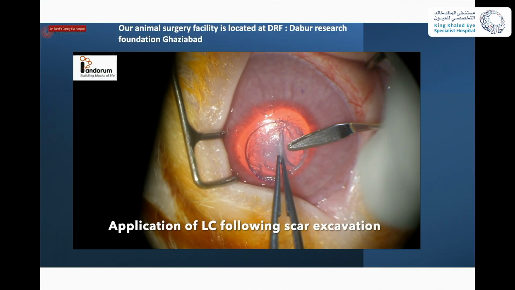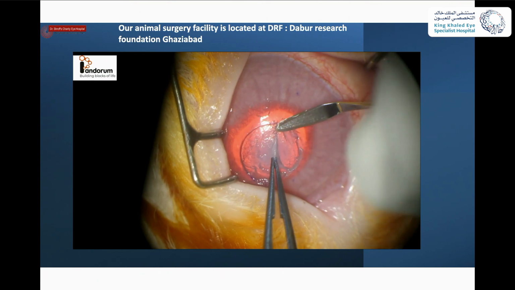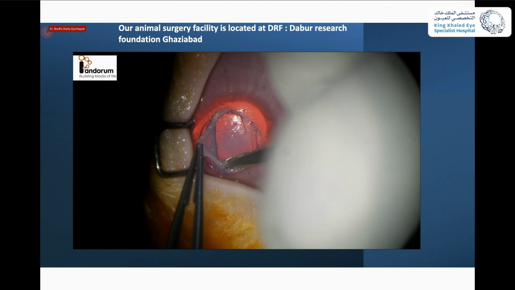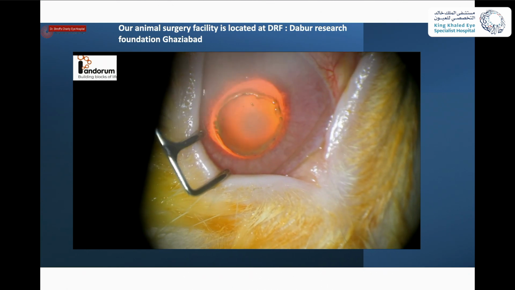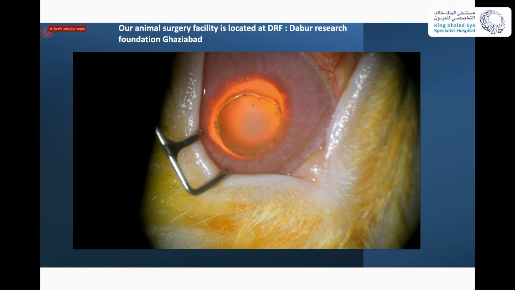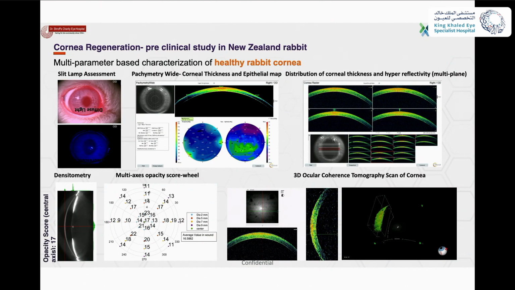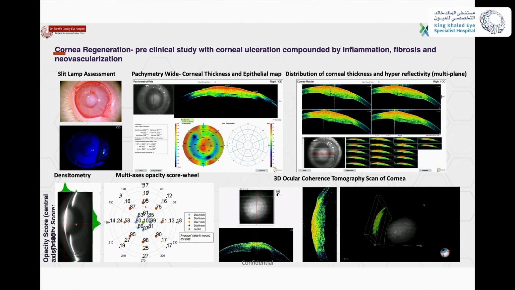Again, just to show you the surgical technique which we think would work, this is done in rabbits. There is an animal facility near our hospital where we work, called Dauber Research Foundation. This is how you put the liquid preparation, and once you polymerize, put a BCL. So your surgical part is over. This lab in the animal facility is equipped with all the imaging studies for the cornea, including ASOCT, slit lamp photograph, Pentacam, and densitometry. All these outputs are read for all the animals, and the data is then analyzed.